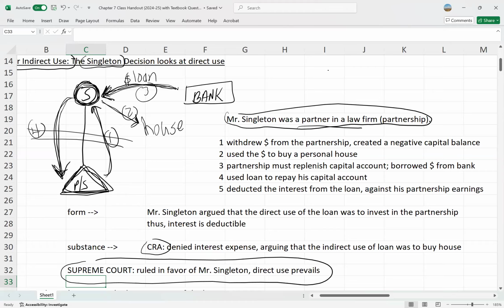So this was, once again, an interesting court case because it looked at the indirect and direct use of monies that is borrowed. And ultimately, the Supreme Court said the direct use prevails. So Mr. Singleton was allowed to deduct the interest expense from his partnership earnings. Once again, this is an oversimplification. This is only looking at the main steps. Obviously, there were probably a lot of other additional factors that came into play as well, but that was the overview of this court case. Any questions about the Singleton court case?